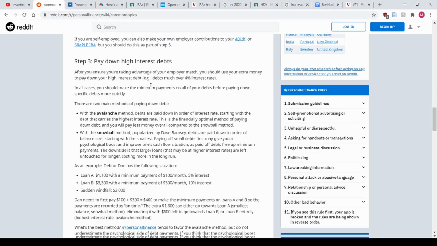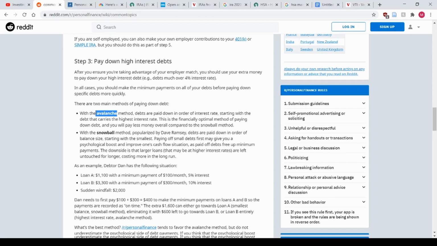step. And the next step is to pay down high interest debts. This is really talking about credit card debt. Or some people might have a personal loan with high interest. You want to pay this off pretty aggressively because it can eat into your budget. And debt is just an awful burden to carry. And there are certain methods people use to pay off debt.